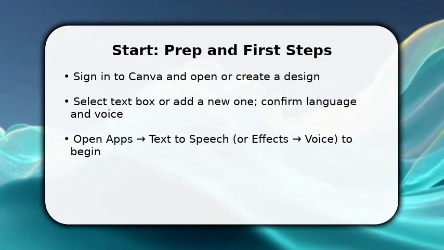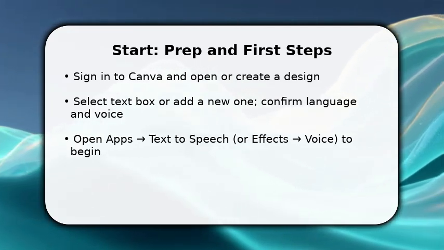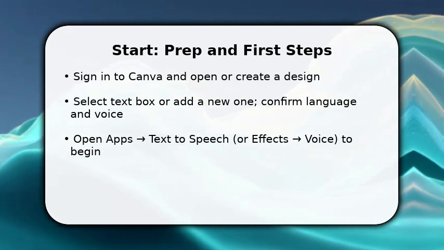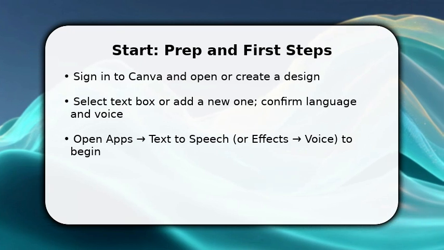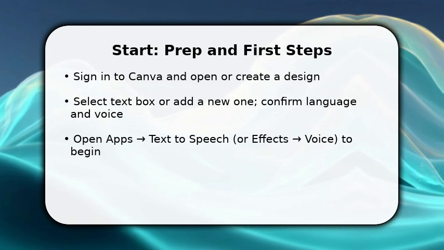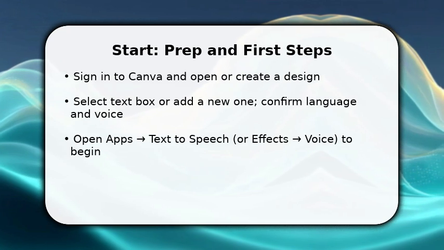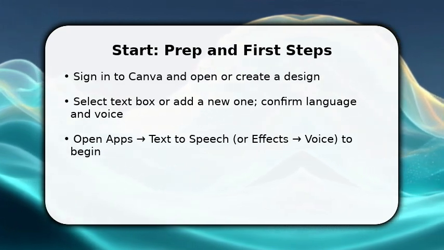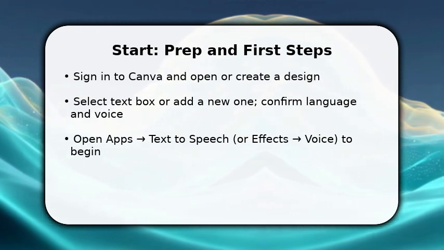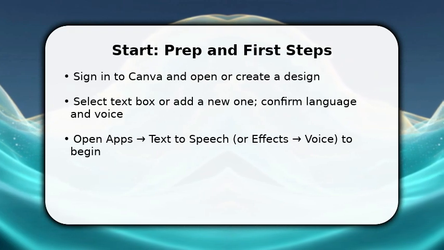You need two things before converting text to speech: a ready design and the exact copy you want narrated. Once signed in, open your project and select or add a text box containing the script. Then open Canva's Apps menu and choose Text to Speech, or use the Effects panel labeled Voice on a selected text layer. Make sure the language and voice style match your goal, because those choices change tone and pacing immediately when you generate audio. Now you'll configure voice settings and fine-tune delivery.